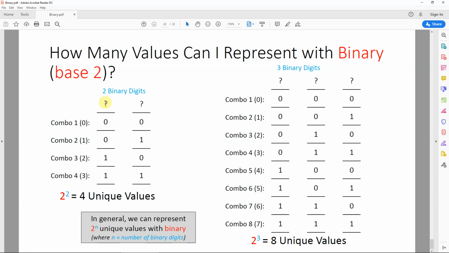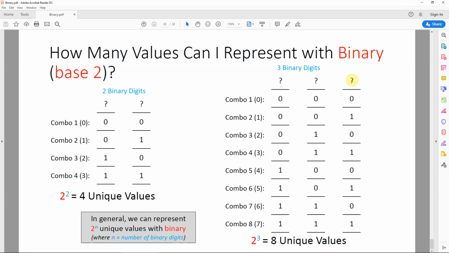With 2 digits, it's 2 to the 2. With 3 digits, it's 2 to the 3. So that's just one thing to remember: 2 to the n, where n is the number of binary digits, is how many unique values I could represent. Hold on to that thought. We'll come back to this slide if we need to as a reminder.